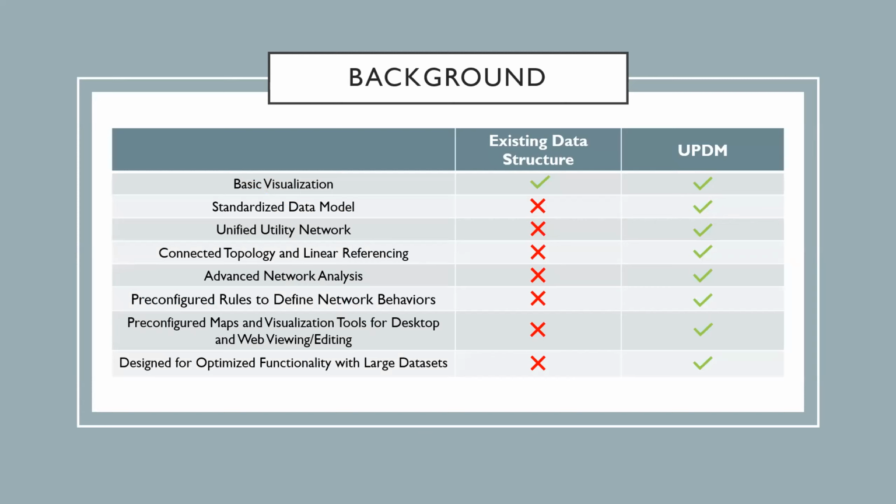So this table summarizes the enhanced features of the UPDM over our current data structure. The UPDM provides a standardized data model, a unified utility network, connected topology and linear referencing, advanced network analysis such as tracing and isolation, pre-configured rules to define network behaviors, and pre-configured maps for viewing and editing data. Additionally, the UPDM was designed for optimized functionality with larger data sets within a digital environment.